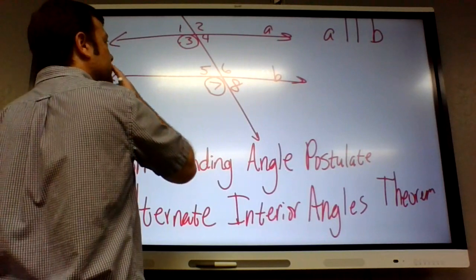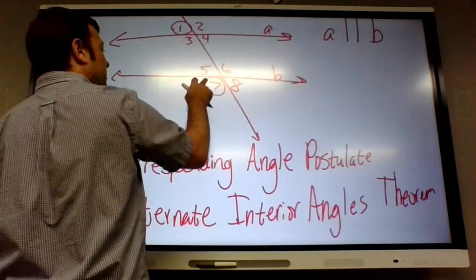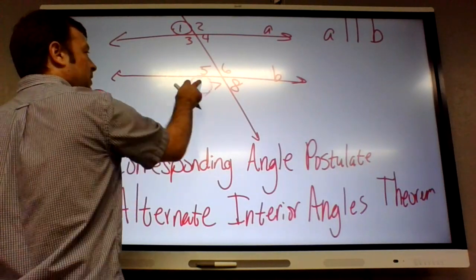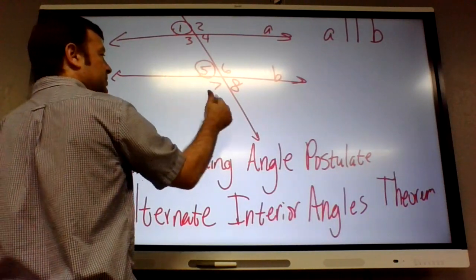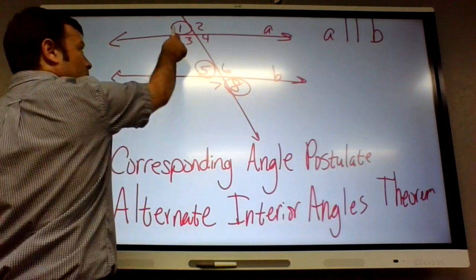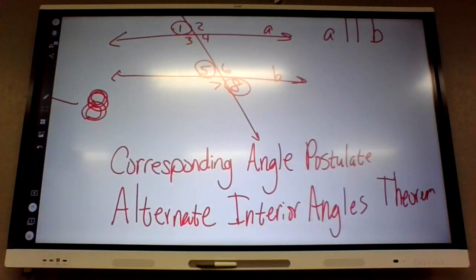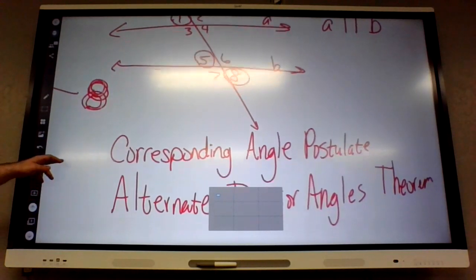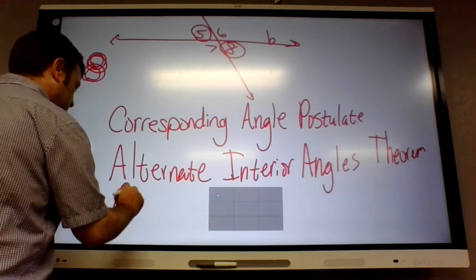How about, okay, let's go back to 1. 1 is the same thing as what? 5, and 5 is the same thing as 8. So 1 is the same thing as 8. Guess what they call those? Alternate exterior angles. Boom. That is correct. Good guess.